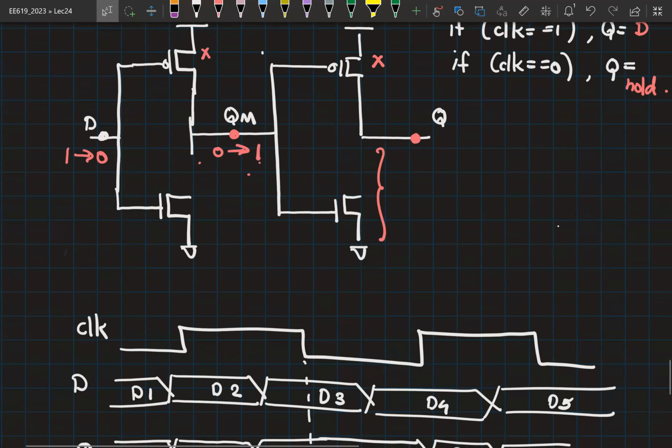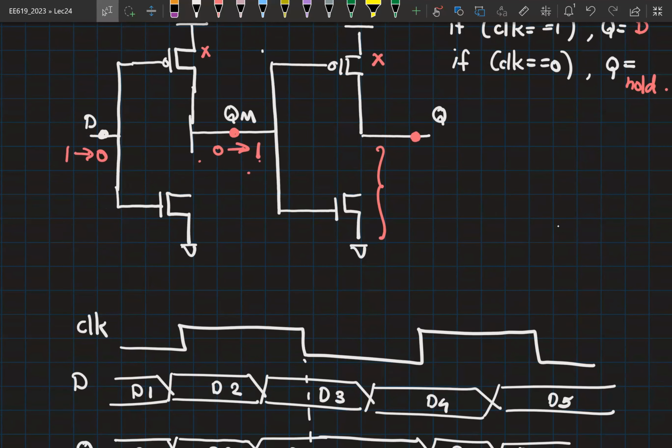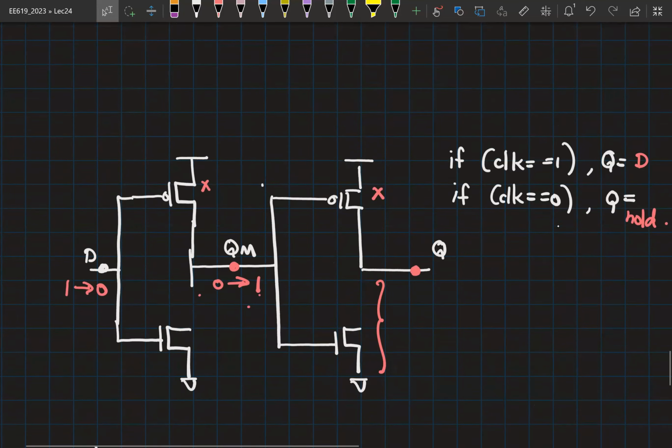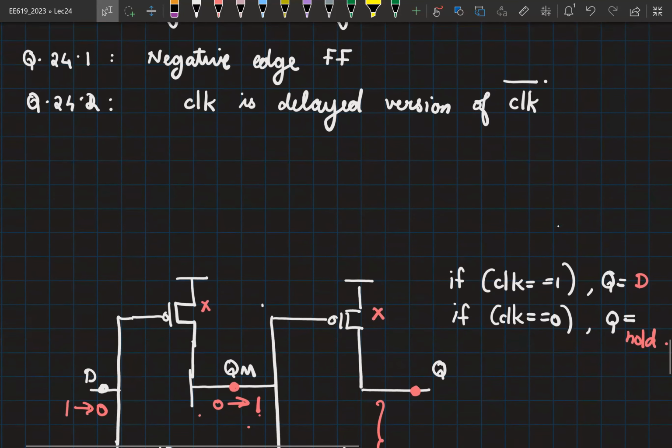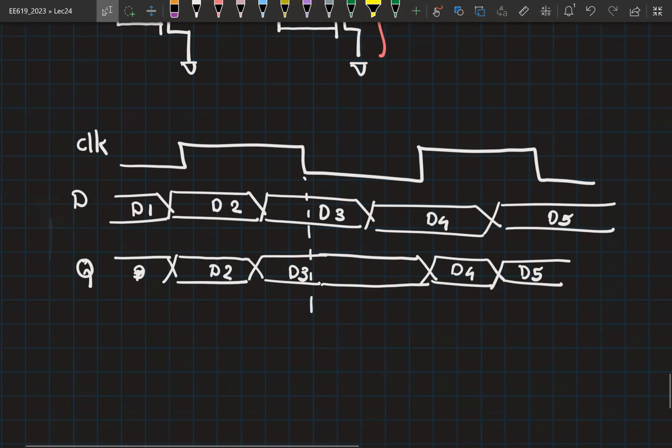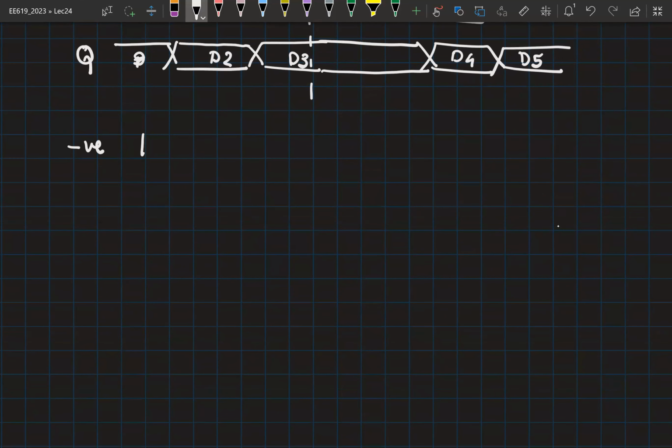So now we have a positive latch. Can you quickly implement a negative latch using only clock as the signal? You're not allowed to use clock bar. So please implement a negative latch.